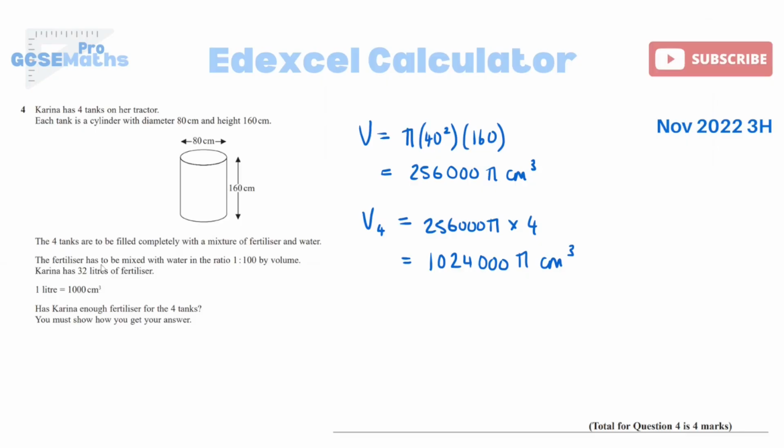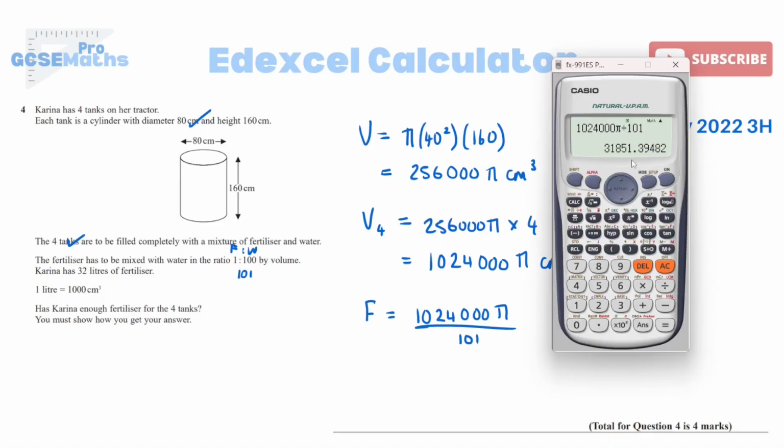So we've done the volume, now I'm basically just working through it in the order of the sentences. We've dealt with the number of tanks. Now we've got the fertilizer has to be mixed with water in the ratio 1:100. So this is the fertilizer, the 1 part, to 100 parts water. So I now need to share out that ratio. When we share out a ratio, we actually add the parts together. So we have 101 parts. So for the fertilizer, I'm going to divide my 1,024,000 pi by the 101.